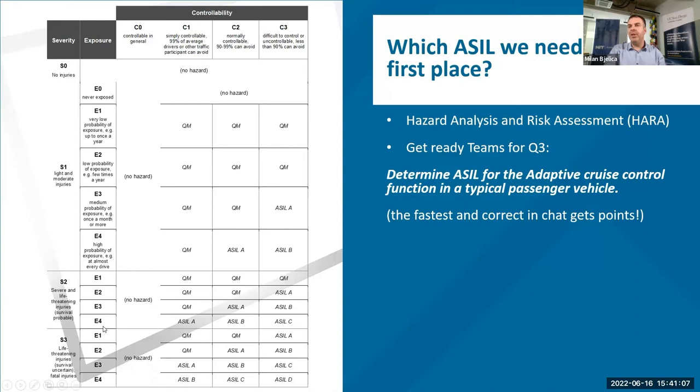So the answer is going to be written in chat. So just write A, B, C, or D in chat, and we will see the fastest and the correct answer in chat gets points for the team. So let's see how you're going to deal with this. Let's take a minute or two for this. So I hope you see this table in the screen.